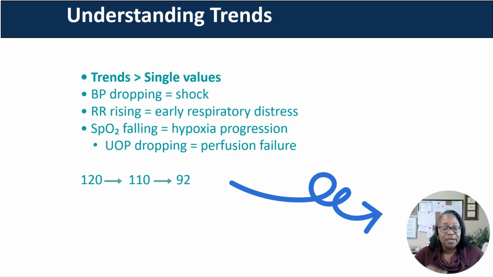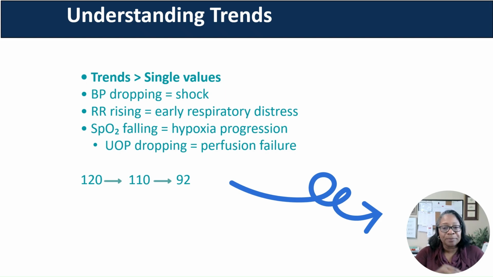Okay, rising heart rate. So you had 88 heart rate, now it's 104, now it's 122. That's going to show you compensation, and that's going to go into decompensation. The heart is trying to make up for something going on in the patient's body. Rising respiratory rate. 18, 26, 32. That's showing you respiratory distress. The lungs are failing to meet the oxygen demand. A falling SpO2, a falling oxygenation status, 96 to 92 to 88. That's showing hypoxia progression.